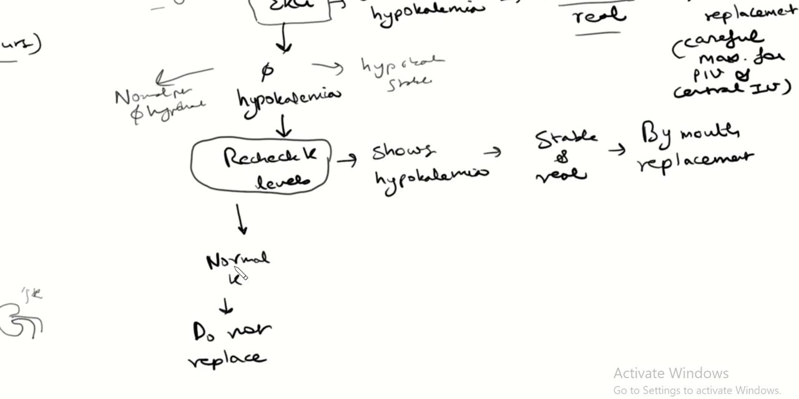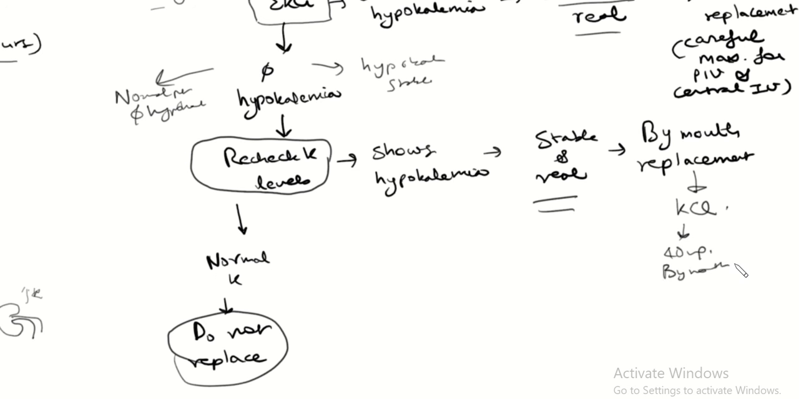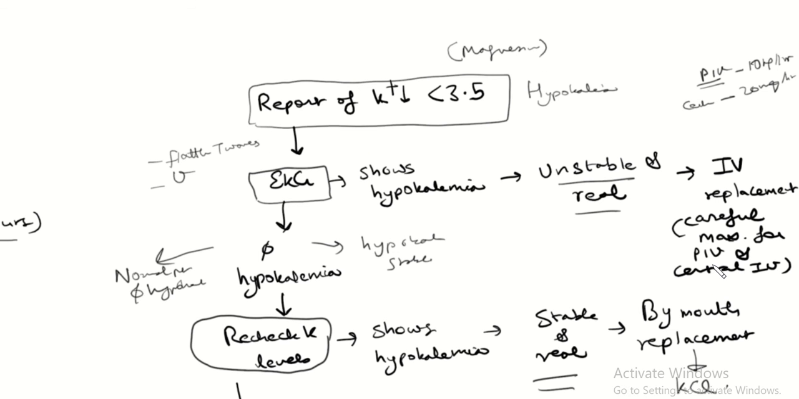And if the potassium levels are normal, we've got a normal patient, we've got an error. We do not replace. If on rechecking it shows hypokalemia, then it's stable and real, right? Then we replace it by mouth. Maybe a little potassium chloride, 40 milliequivalents. We dose it by mouth and we check and we see if that fixed it. Okay? And that's the simple algorithm and decision tree for a patient and how you approach them if they are hypokalemic on tests and in real life.